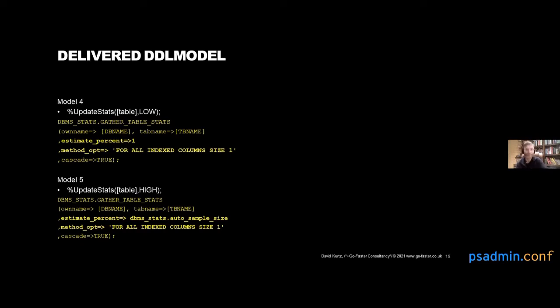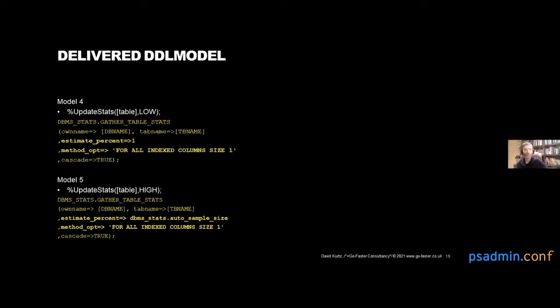First of all, they're specifying a non-standard estimate %. It should always be DBMS stats auto, like it is for the high. But they deliver estimate %1, wrong. They also set method opt for all index columns size 1. Now, what does that do? It only collects column statistics on the index columns without histograms. But it doesn't collect statistics at all on the unindexed columns.